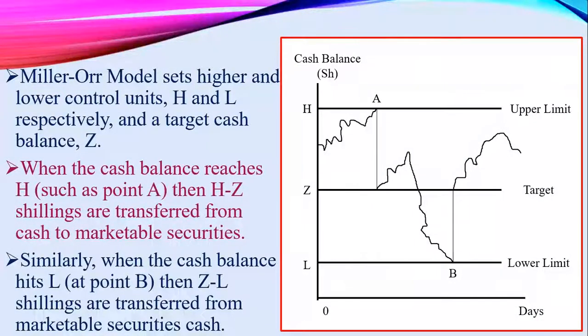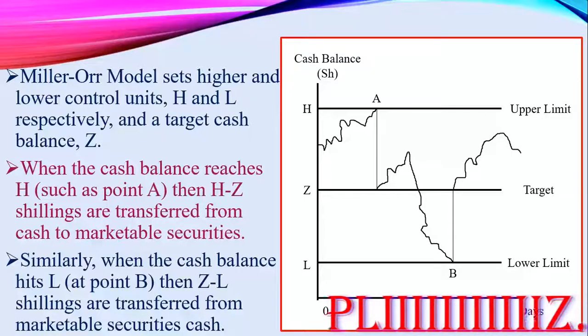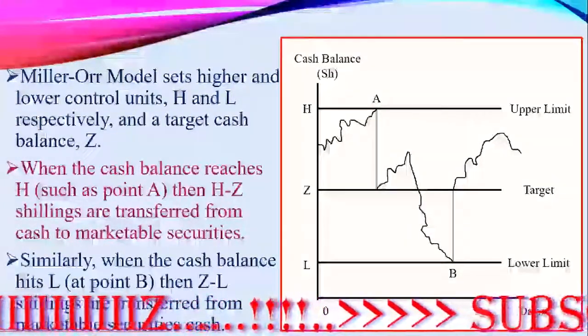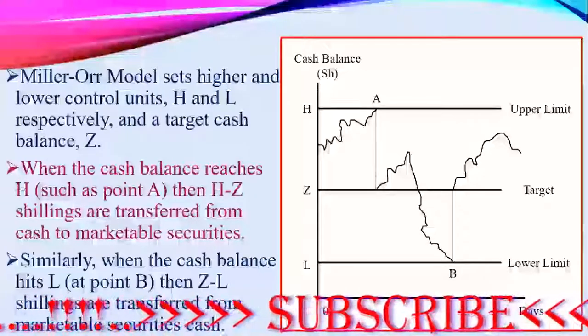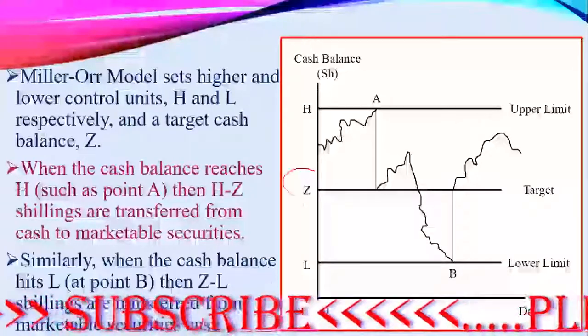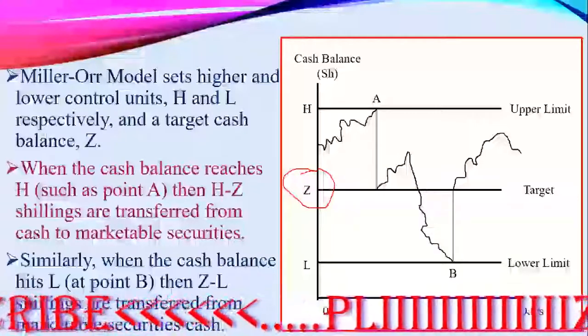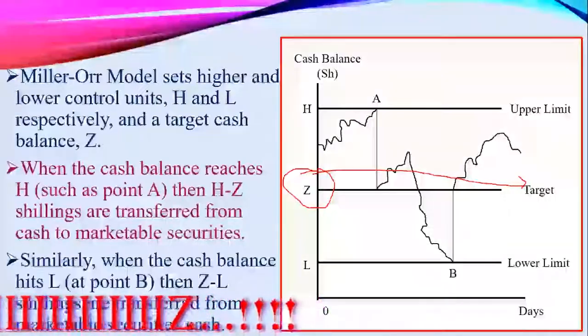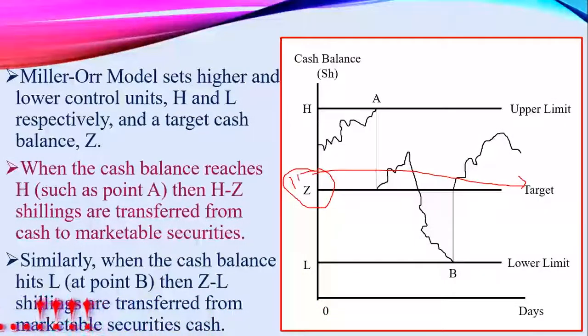We can express this model using a graph, and here is the graph that we are going to use to express the Miller-Orr model. And what we are saying is that the amount that the organization knows that at any given time we normally spend, that amount is what we are calling the target cash balance, right? That is what you need on a day-to-day basis. For example, if your target cash balance is 10,000, that is the amount that you need to be able to settle all your requirements fully at any given time.